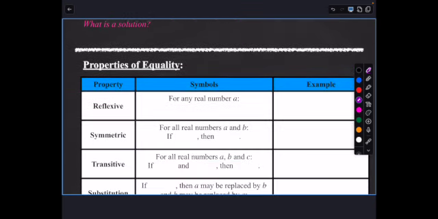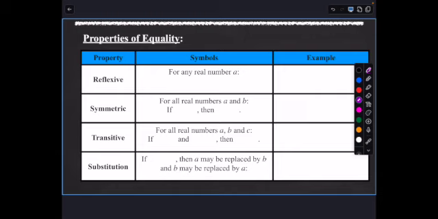So let's talk about a few properties of equality. This is going to be very theoretical for a moment, and then I'm going to give you an example. Okay? So here's what we have. For any real number, let's call it A. It's a variable. If A is the same as A, that is our reflexive property. In fact, we talked about this some in geometry last year. Reflexive property is whenever they are equal to itself.